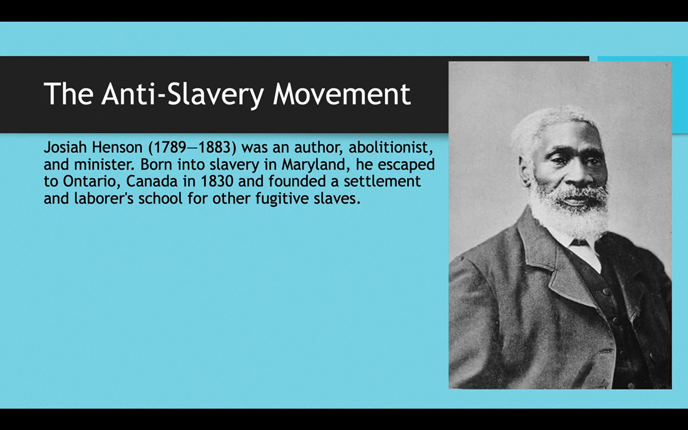Now, the phrase Uncle Tom is sometimes used derogatorily as kind of a slur for an African American who is submissive or subservient to whites, but really that's not a fair term at all, because the character of Uncle Tom was based on a real man, a hero named Josiah Henson. He was an author, he was an abolitionist, and he was a Christian minister. Now, he was born into slavery in Maryland, but then he later escaped to Ontario, Canada in 1830, and he founded a settlement and a laborer's school for other fugitive slaves. So he was similar to Harriet Tubman and Sojourner Truth in that regard.